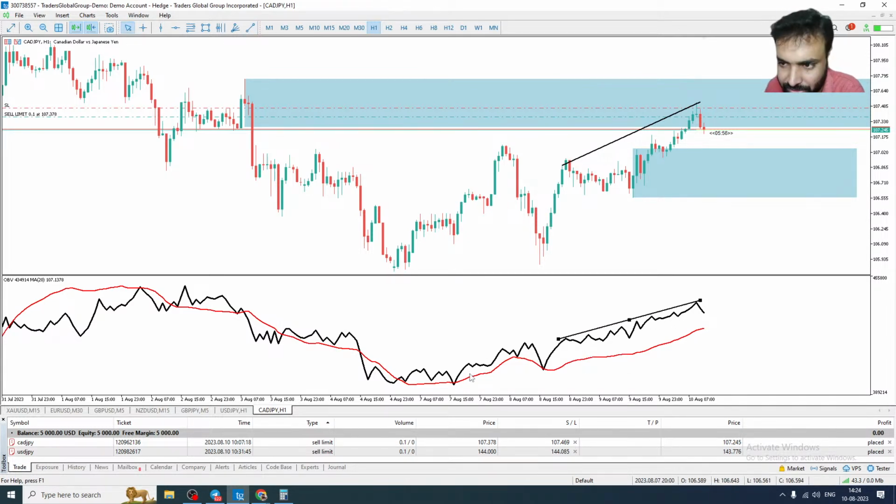This is called divergence. You can see that prices are increasing a little bit from here, going in an upward slope, right? Slightly increasing.